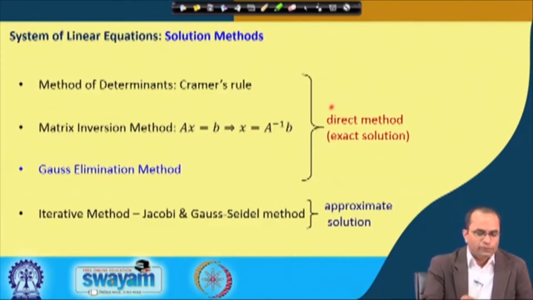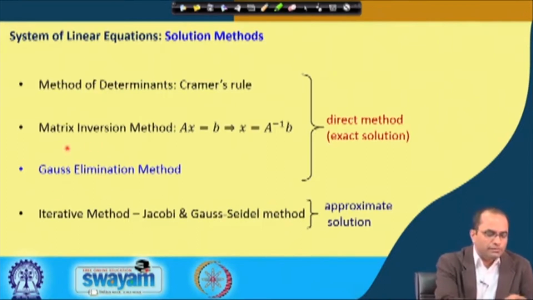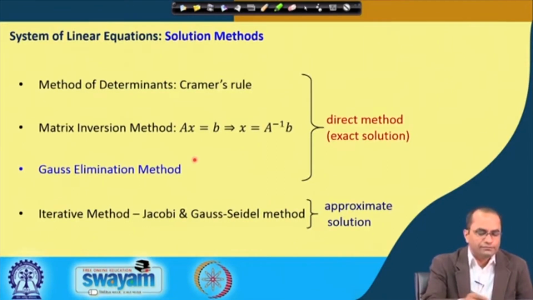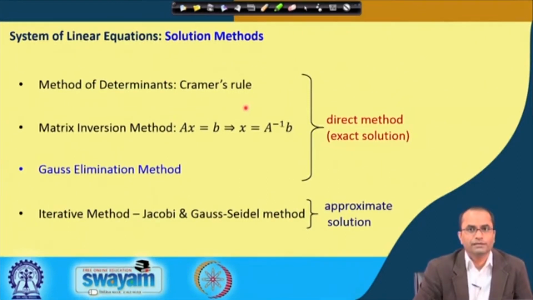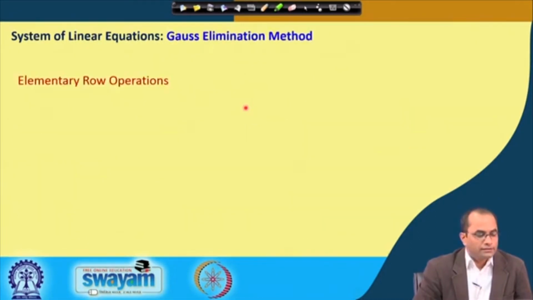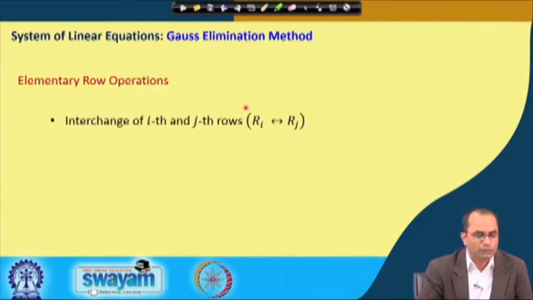So, we will be talking in this lecture about this Gauss elimination method, which is a very general one in the category of this direct methods, and we will also be talking about, in this technique, some elementary row operations. So, what do we mean by elementary row operations?